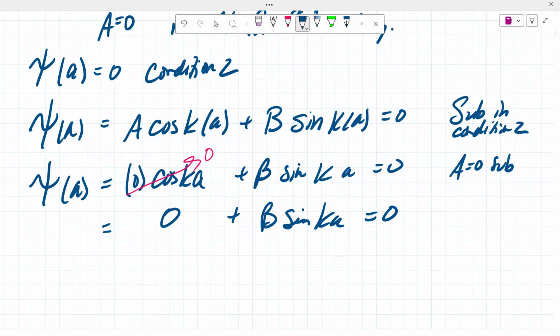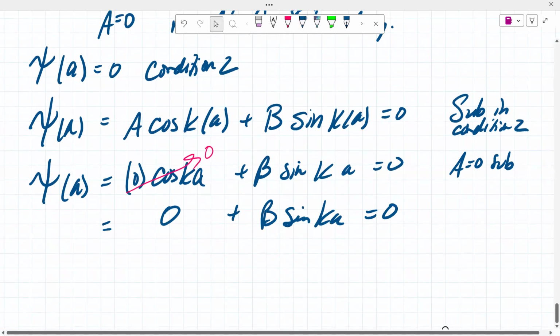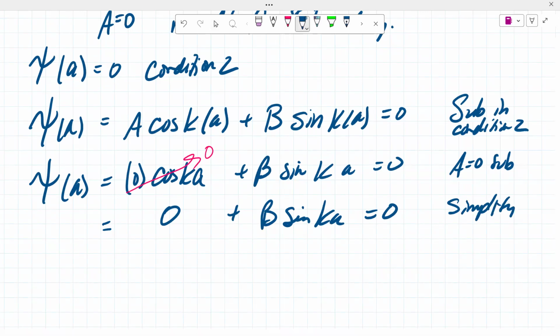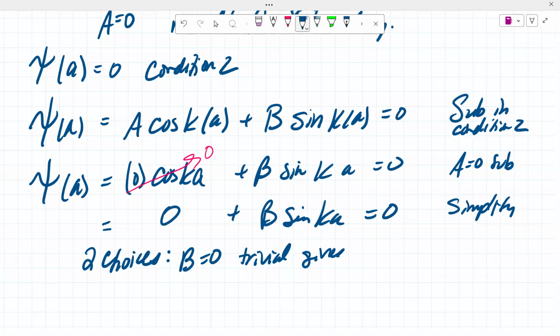All right, so now that we only have one term here, and we know that this thing equals 0 using the properties of 0, this is simplified. One or the other has to be true. Either sine of ka has to be equal to 0, or b has to be equal to 0. That's the only way we could have this term be equal to 0. Two choices. b equals 0, which is trivial. Gives that psi of x equals 0 for all x.